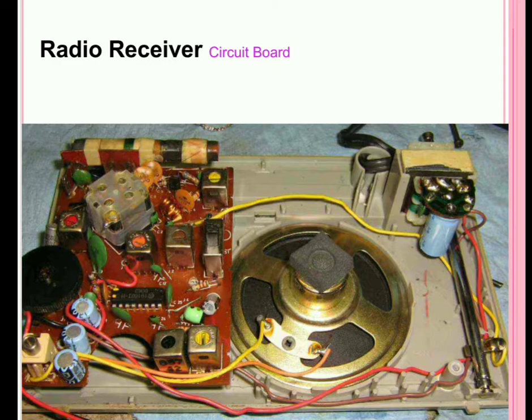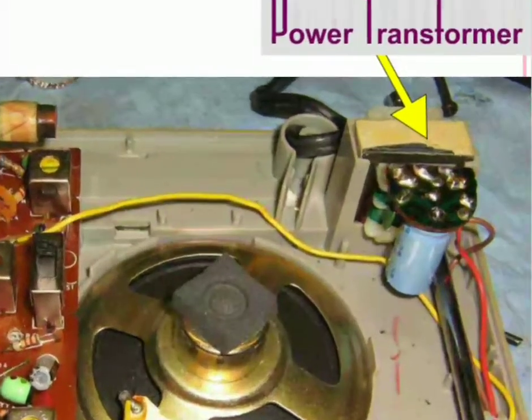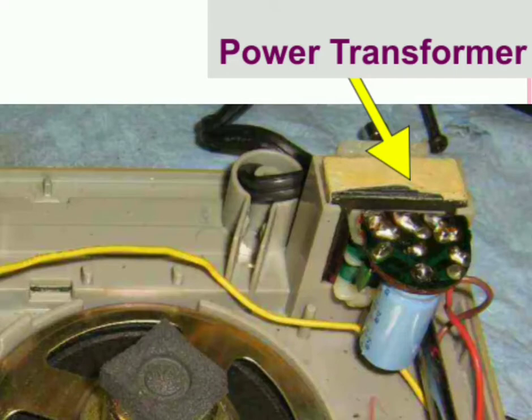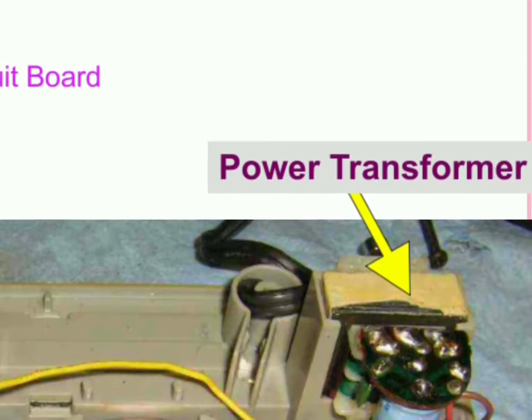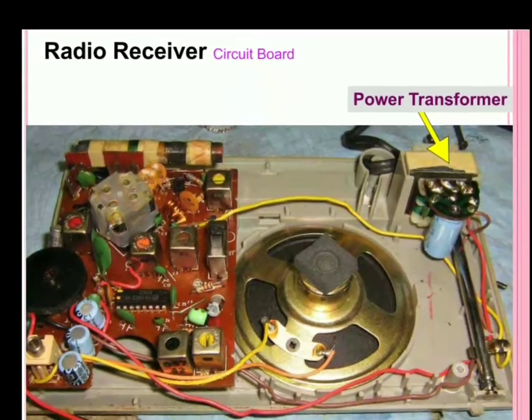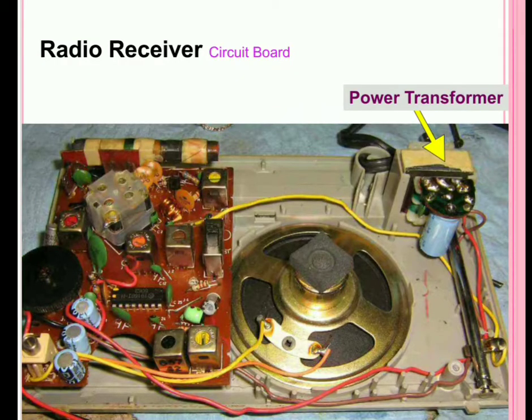circuit. Here you can see on the right side there is a transformer, a filter, a capacitor, some diodes. The green one, if we notice carefully, you can see there is green next to the capacitor. So that is actually a diode. So that is the power transformer in the radio receiver board.